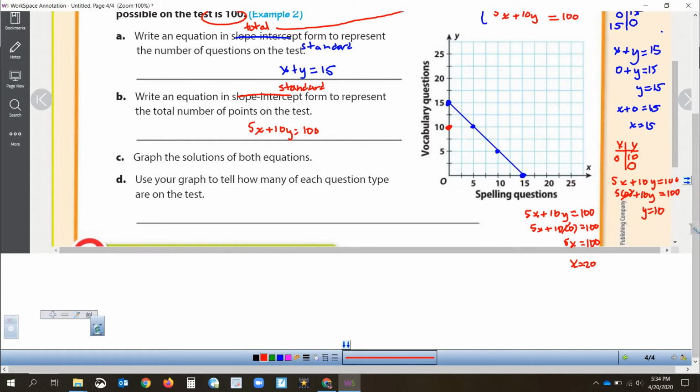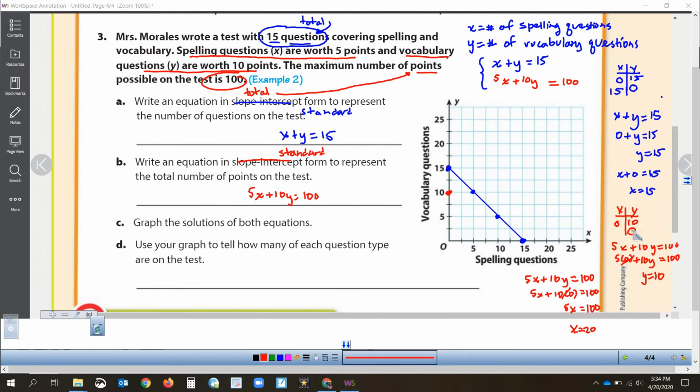So that means if I have 0 vocabulary questions, I can have 20 spelling questions. Because what's a spelling question worth? A spelling question is worth 5 points, and 20 times 5 is 100. And then if I go ahead and connect those, that gives me all of the possible ways that I can add up to 100 points with these constraints of 5 and 10 points per question.